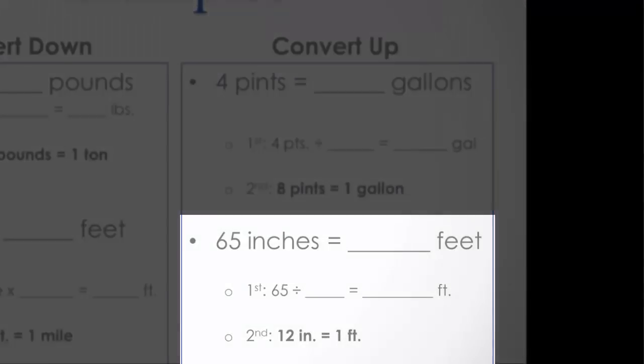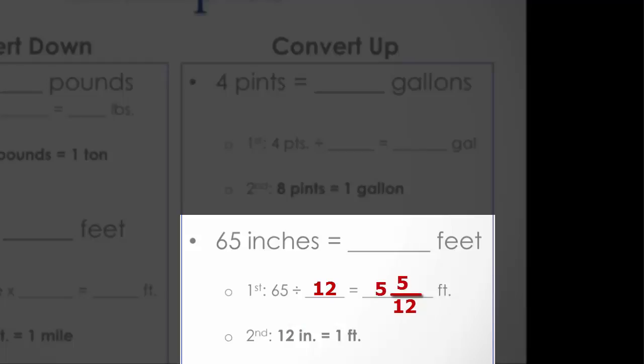Finally, let's look at 65 inches into how many feet. Well, one more time, I'm going to notice that inches is smaller than feet, and I know what my inches are, so that tells me I need to divide. So my first step is to take what I know, 65, and I'm going to divide that by whatever is in my relationship. My second step tells me in my relationship there's 12 inches in 1 foot. So I'm going to take the 12, put it back into my equation, and I have an equation of 65 divided by 12, which if I do that and turn it into a mixed number, that would equal 5 and 5/12 feet.